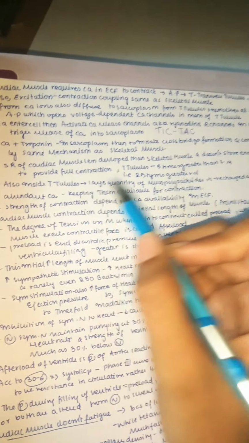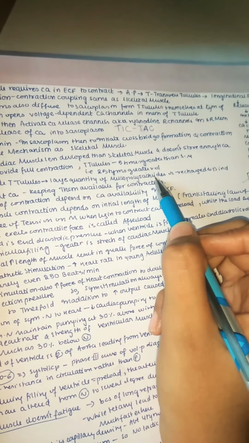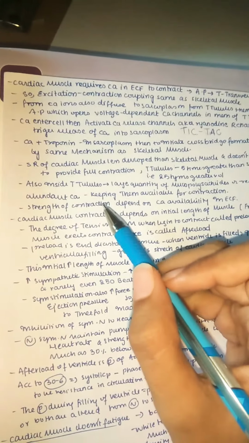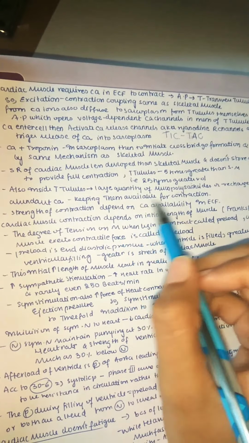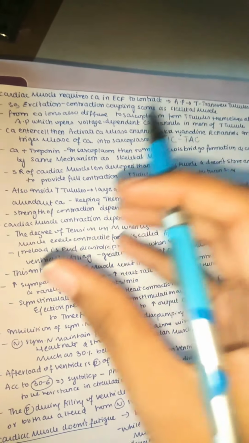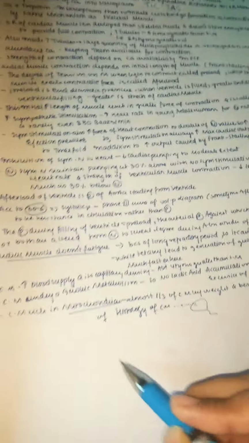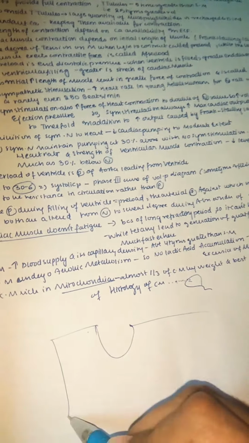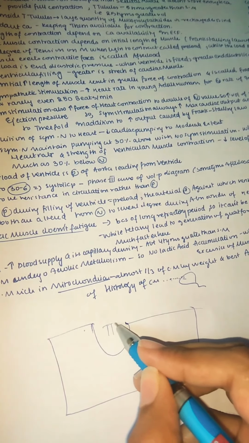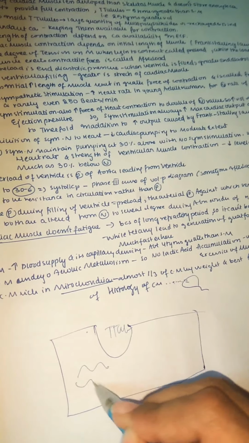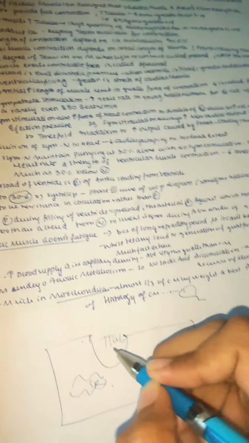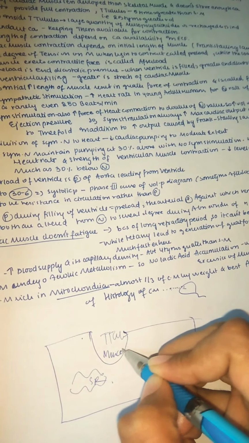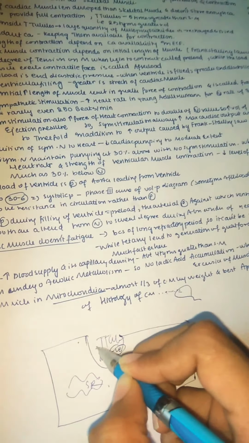Also inside the T tubules are large quantities of mucopolysaccharides which are negatively charged and bind the abundant calcium, keeping it available for contraction. So now you can understand. For example, I'll draw a diagram. So this is a cardiac muscle and this is a T tubule, right? Here we have a sarcoplasmic reticulum. So here there is a mucopolysaccharide. This mucopolysaccharide is negatively charged. It binds the calcium here.